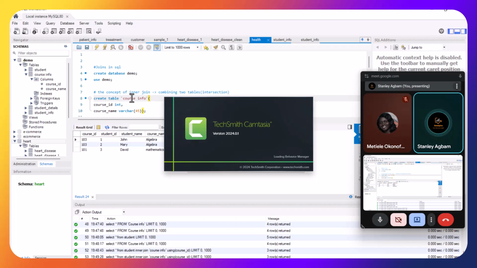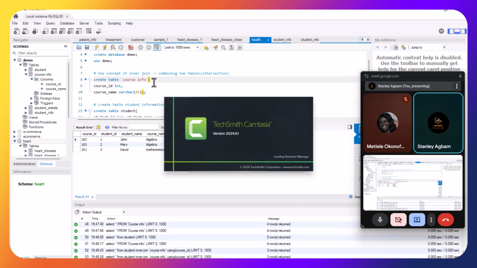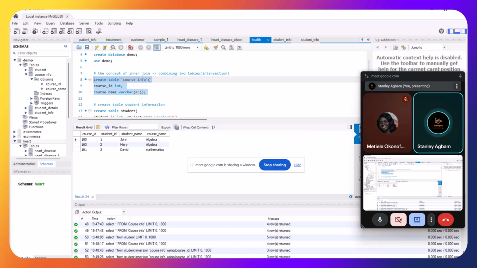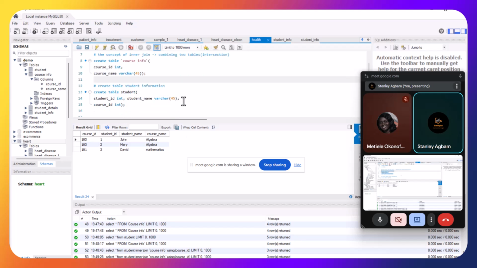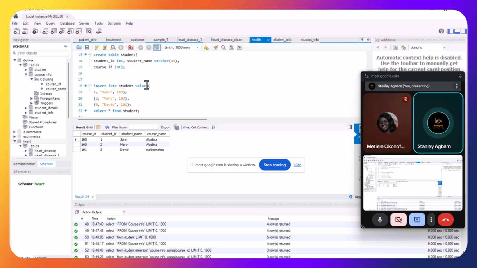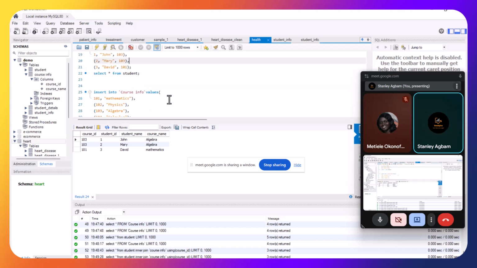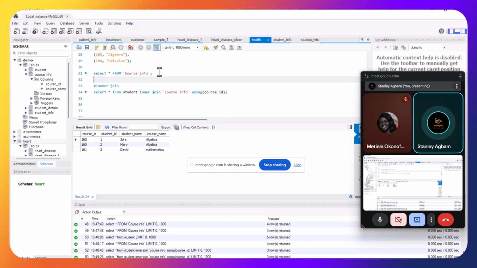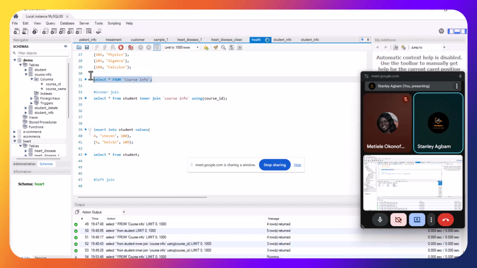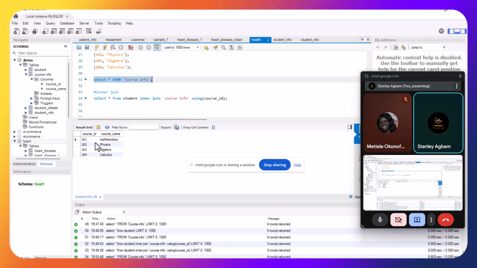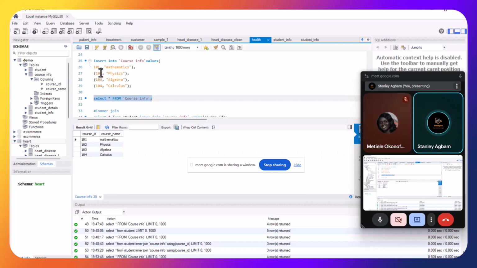Then I created table course information because you're going to be using two tables obviously. Course information: course ID is the integer, course name is the varchar. Then the student information table as well. Then I inserted values into the student table, that's why I wrote insert into student values. Then also into the course information table. Then I selected all the details from the course information table, which are the four values we inserted here: mathematics, physics, algebra, and calculus.